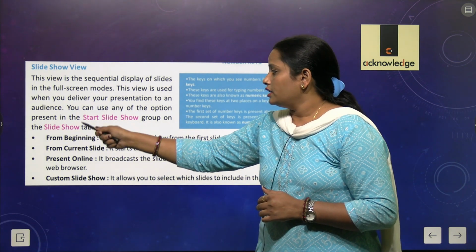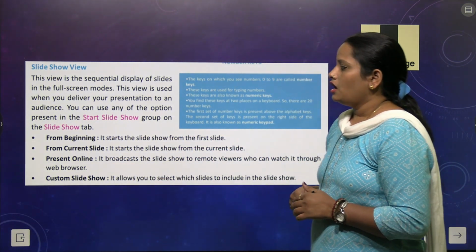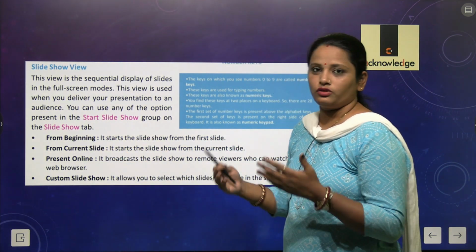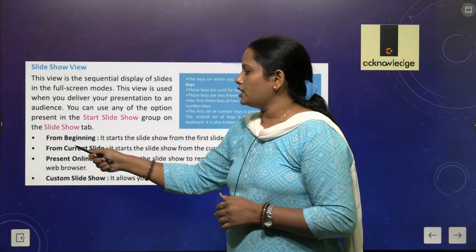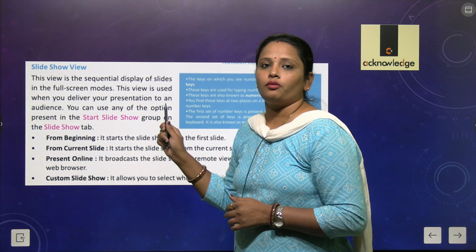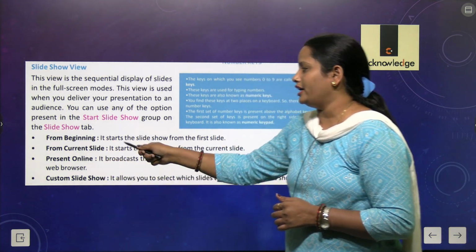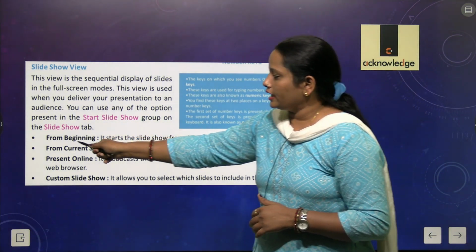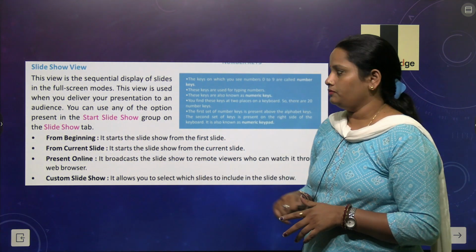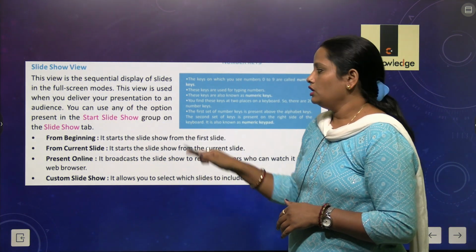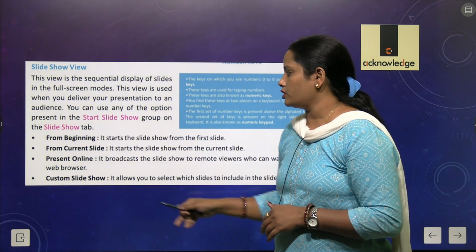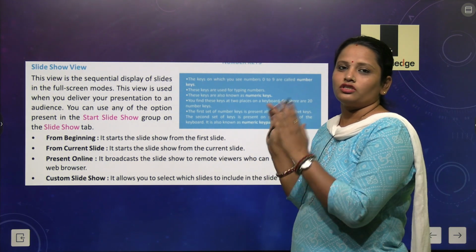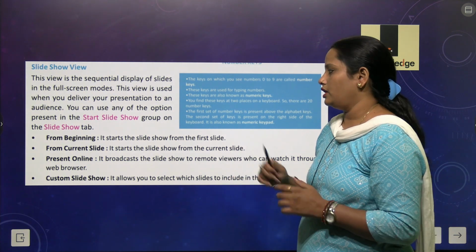Okay. Next, there are many options given here for the slideshow. A slideshow can be done in all these four forms. First, we can show a slide from the beginning. It starts the slideshow from the first slide. So after clicking on the From Beginning option, what will happen? The slideshow will start from the first slide.